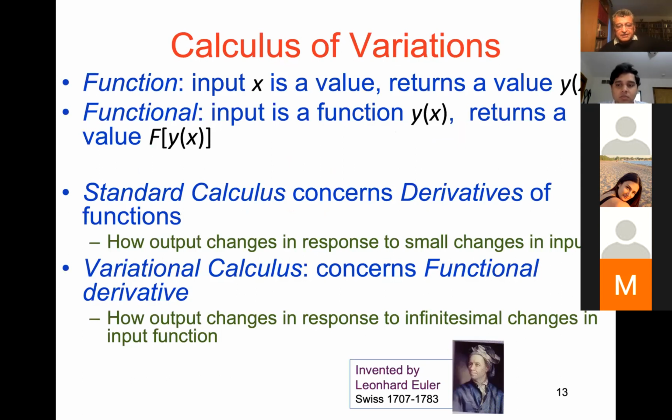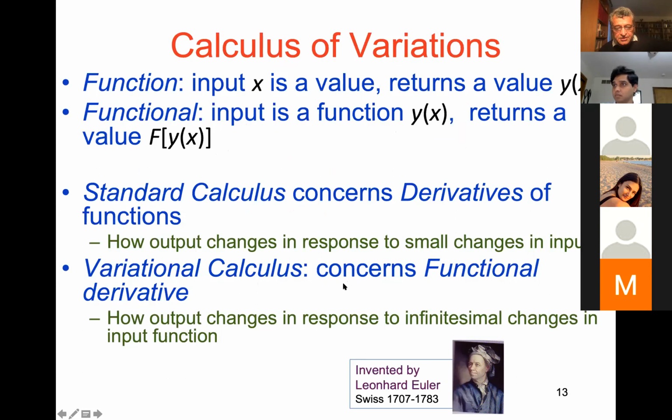And we work with the calculus of variations. Function input x is a value, returns a value y, whereas the functional input is a function y of x, returns a value f of y of x. Standard calculus concerns derivatives of functions, how output changes in response to small changes in input. That's what standard calculus does. How does output change with respect to small changes in input?